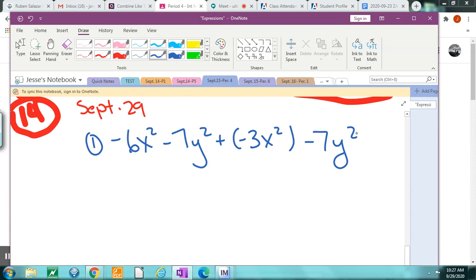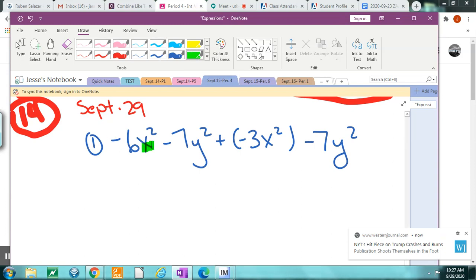Okay, so here you got 1, 2, 3, 4 terms, right? So all you're doing is adding. Even though there's a parentheses, it doesn't mean that you're multiplying, because if you read the expression, it says negative 6x squared minus 7y squared plus negative 3x squared minus, so I never said times, right? So you're going to combine like terms.